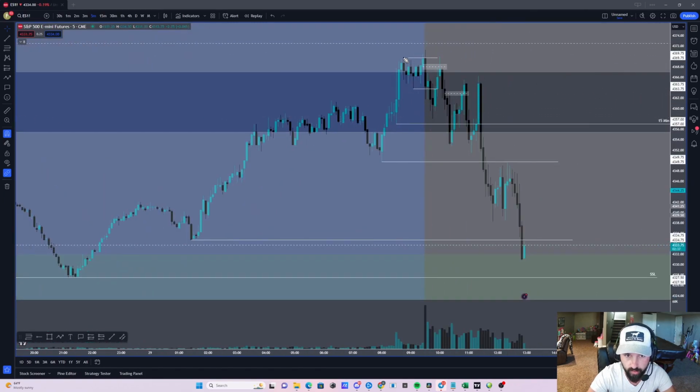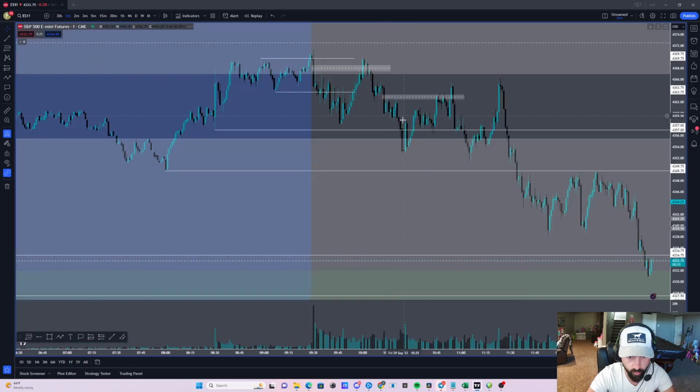We do see right here a sweep on ES for the high. We fail off of this 1 hour zone, 1 hour fair value gap. We pop back up. On the footprint, you'll see this a lot better. We fail this area into a fair value gap, and price continues to drive to the downside.